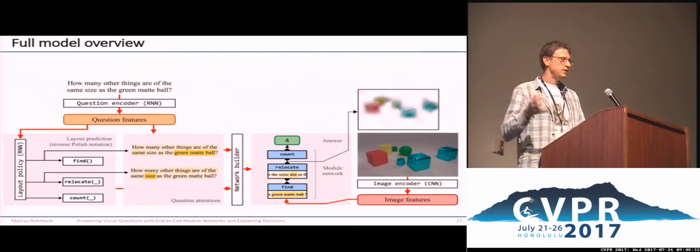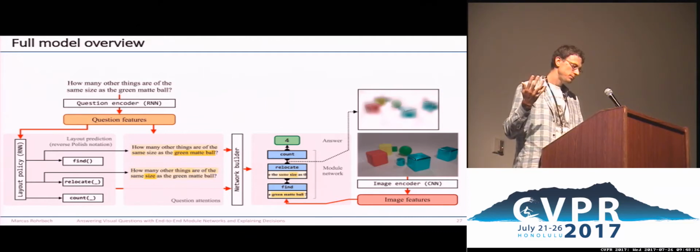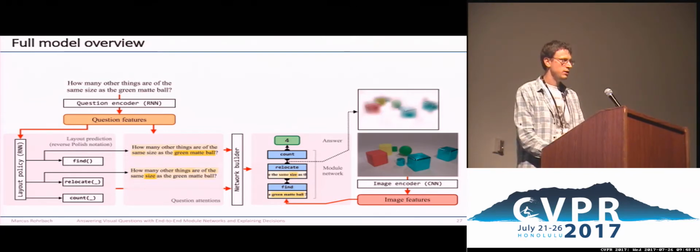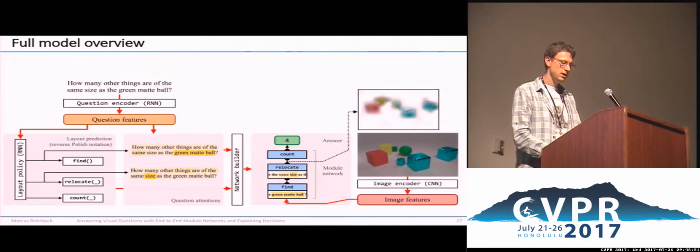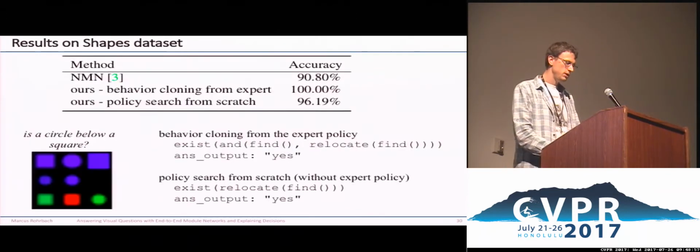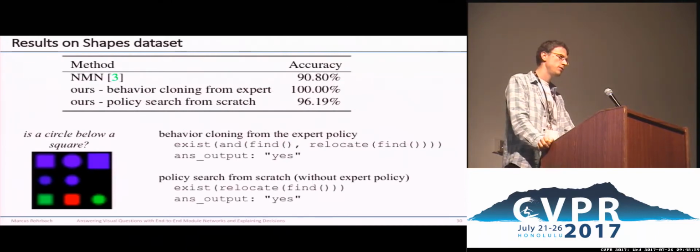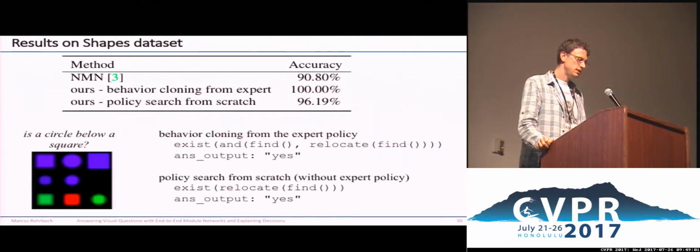And we start with an expert policy, and then fine-tune our policy with reinforcement learning. And in the CLEVR dataset, the expert policy is just given by the dataset, because all the questions are constructed automatically, at least in the first version of the dataset which we use. Let me show you some examples. So first we started on the shapes dataset.